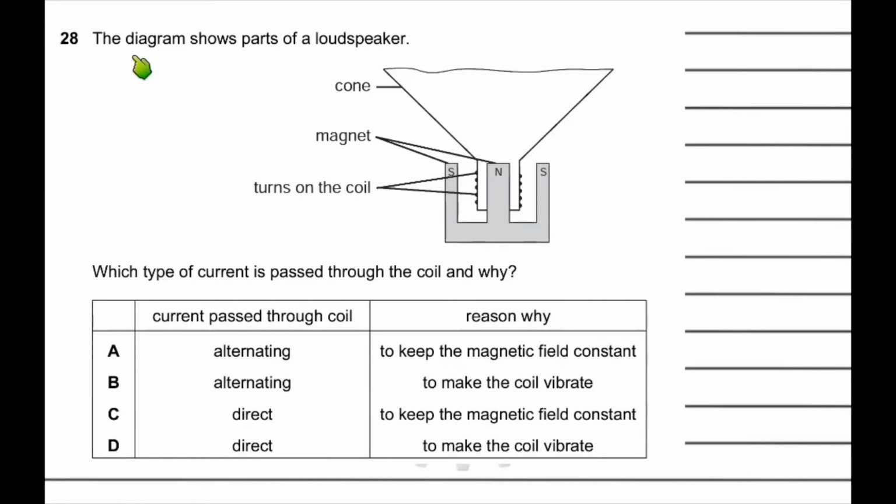The diagram shows part of a loudspeaker. This is the cone, this is the magnet, and this is the coil. Which type of current is passed through the coil and why? Five seconds.